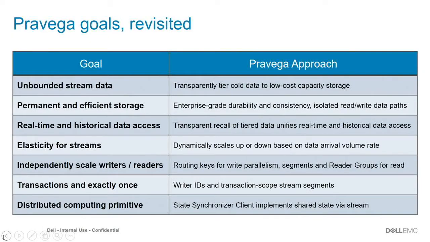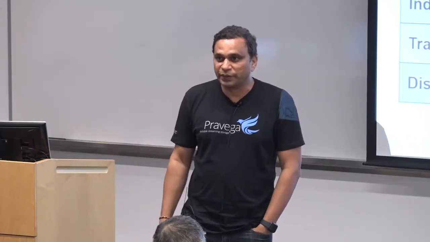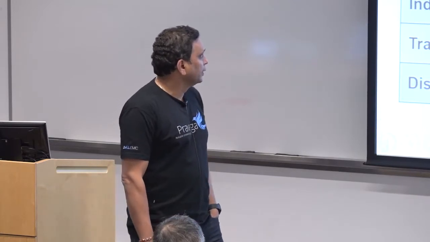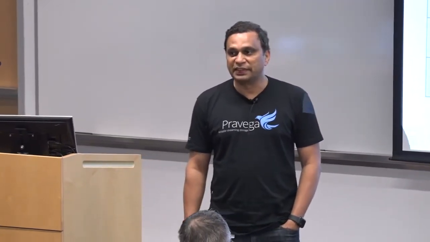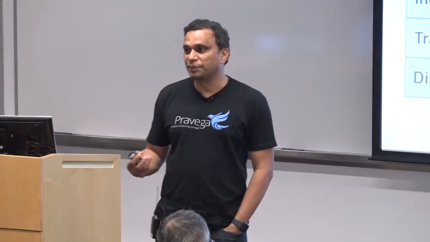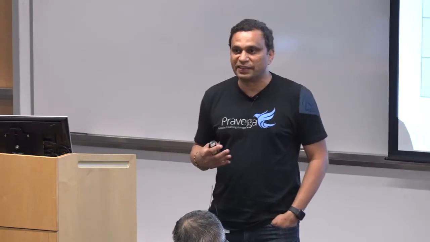So some of the goals that we set out in the first screen that I showed, and how we are doing it. So the unbounded stream data, that's because we moved the data to tier two so we can have unbounded stream data. Real-time and historical, as I said again, for the real-time, most of the data is served from the cache. It's very important. And also, the splitting and merging helps the process to scale up and down because keeping up with the speed at which the data is coming at you is very important in real-time processing.